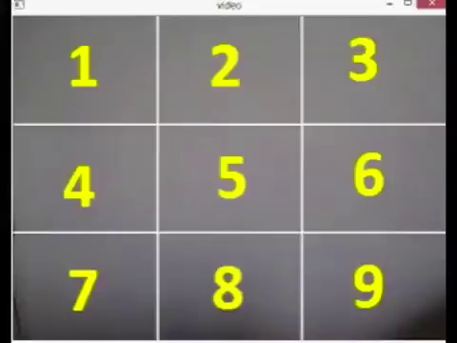This was solved by making a reference point, which is the center quadrant. In order to raise the volume, the motion has to be in the second quadrant from downwards to upwards. And to decrease the volume, the motion has to be in the 8th quadrant from upwards to downwards. Same goes for changing the channel.